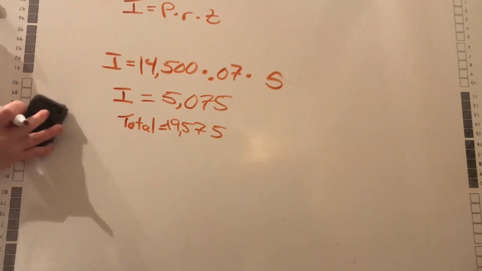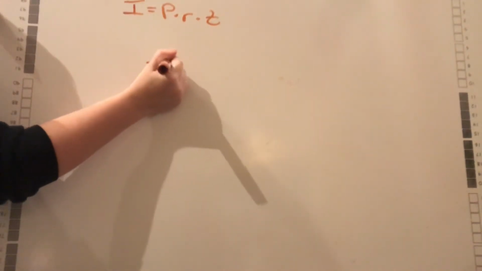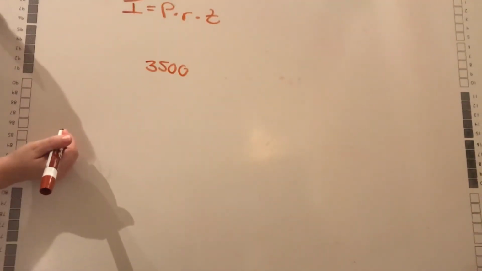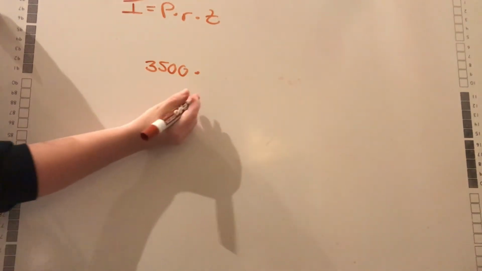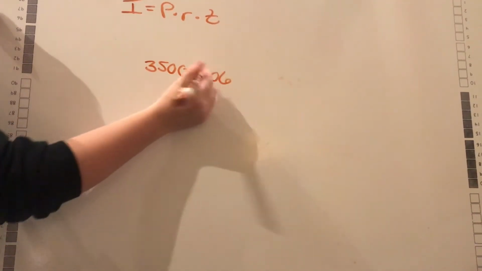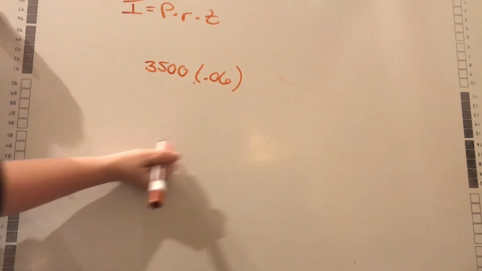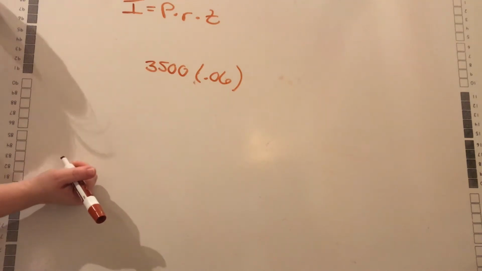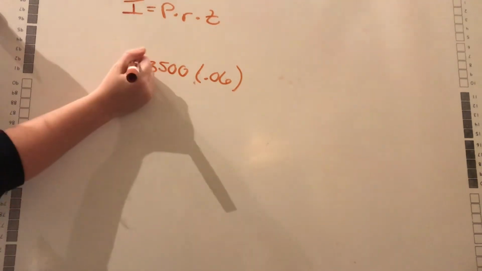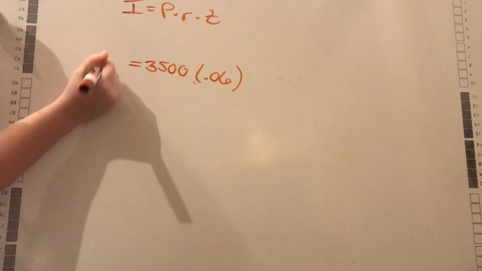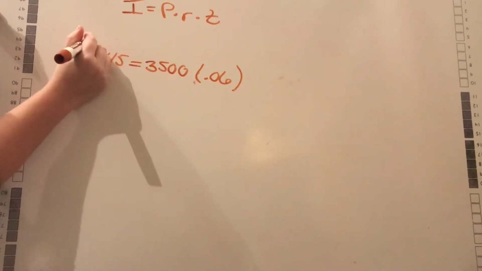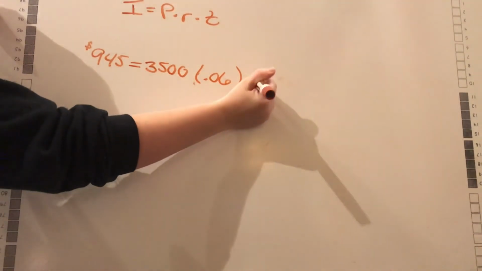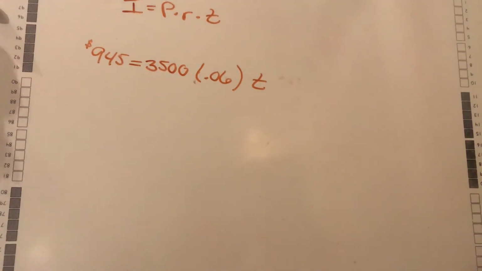All right, let's look at another problem where we have everything but the time. So they're going to give us an example 2. We have $3,500 as the amount he invested in a mutual fund at a yearly rate of 6%. And instead of using dots, I'm going to use parentheses for our multiplication. He earned $945 in interest. So what we don't know is T. So we're going to solve for T.